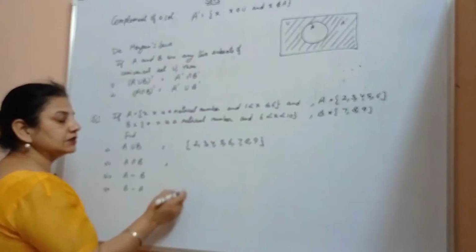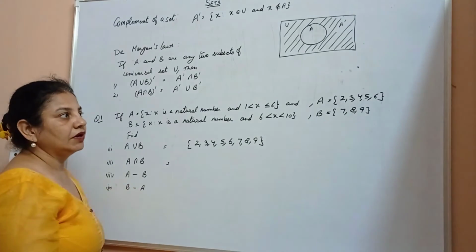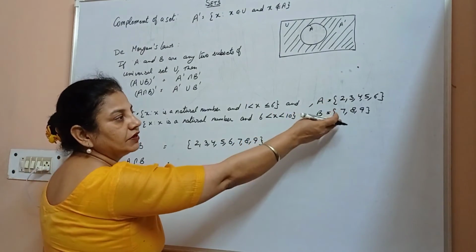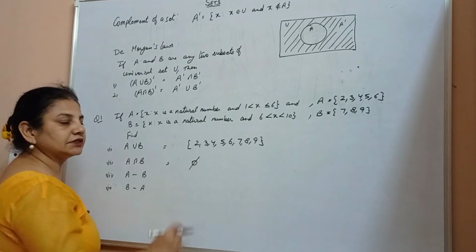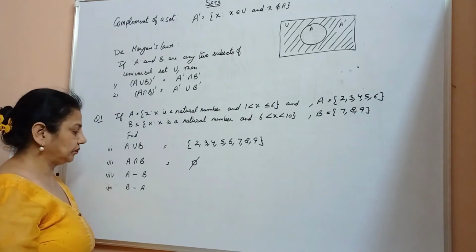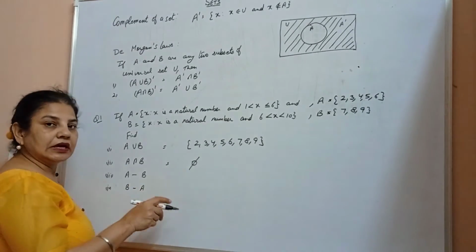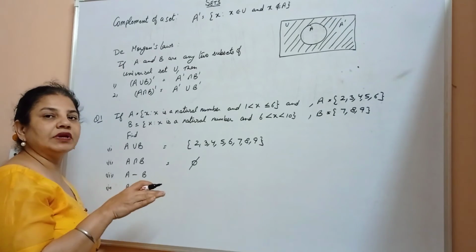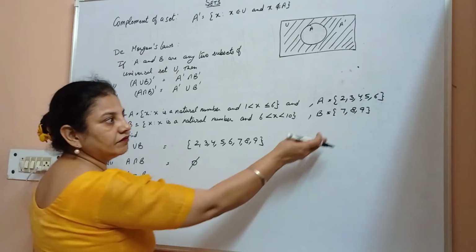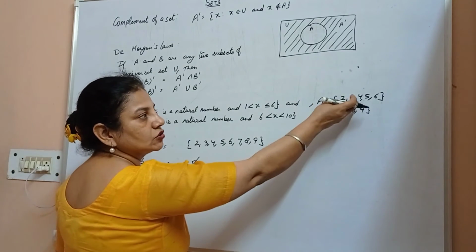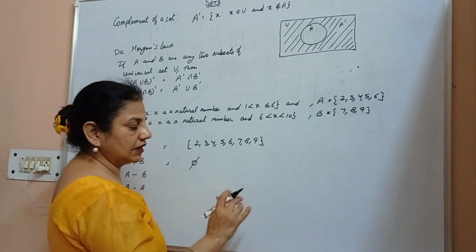A intersection B means the common elements of A and B. Observe it very carefully. We didn't find any common element between A and B, so therefore their intersection is the empty set, φ. A minus B: A is the biggest set and the common element will be excluded from set A. But here we didn't find any common element, so A minus B is the set A itself.